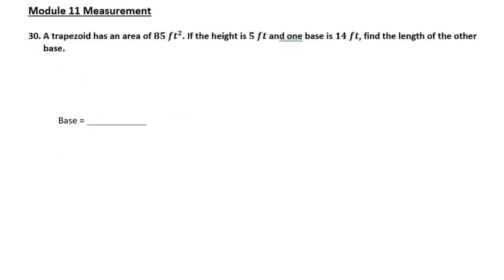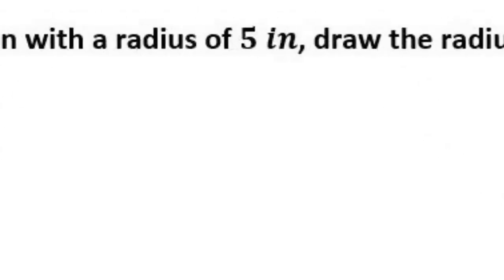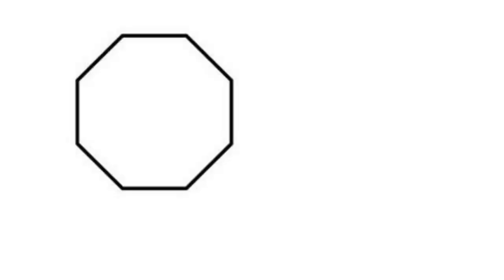All right, problem number 31. Given a regular octagon with a radius of 5 inches, draw the radius, then find the perimeter and the area. All right, so we have a radius of 5 inches. So I'm going to go ahead and draw that radius. And remember, a radius goes from the center of the figure to a corner. So that would be 5 inches.